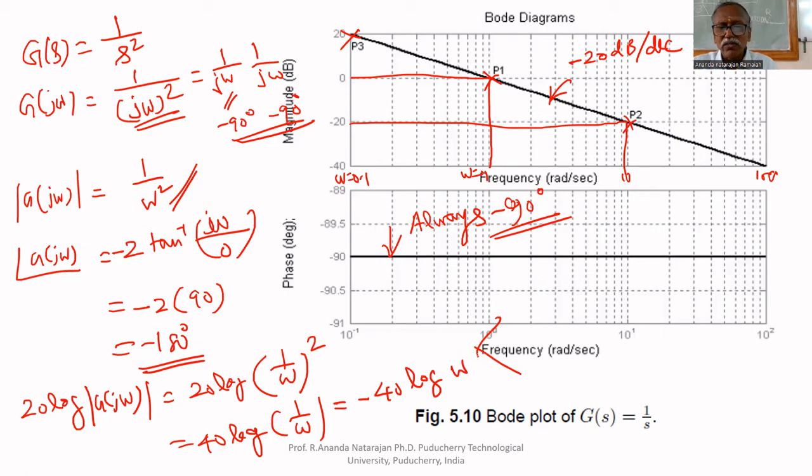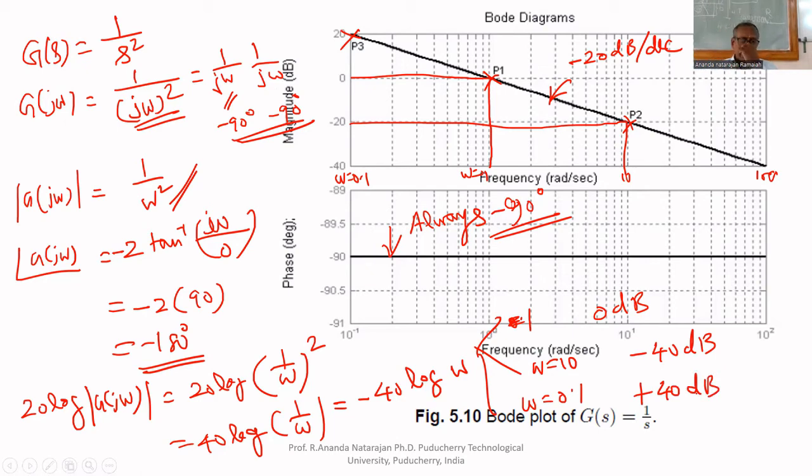So when omega equals 1, what will you get? 0 dB. When omega equals 10, you will get minus 40 dB. When omega equals 0.1, plus 40 dB, because log of 0.1 equals minus 1. So minus of minus is plus, therefore 40 dB.